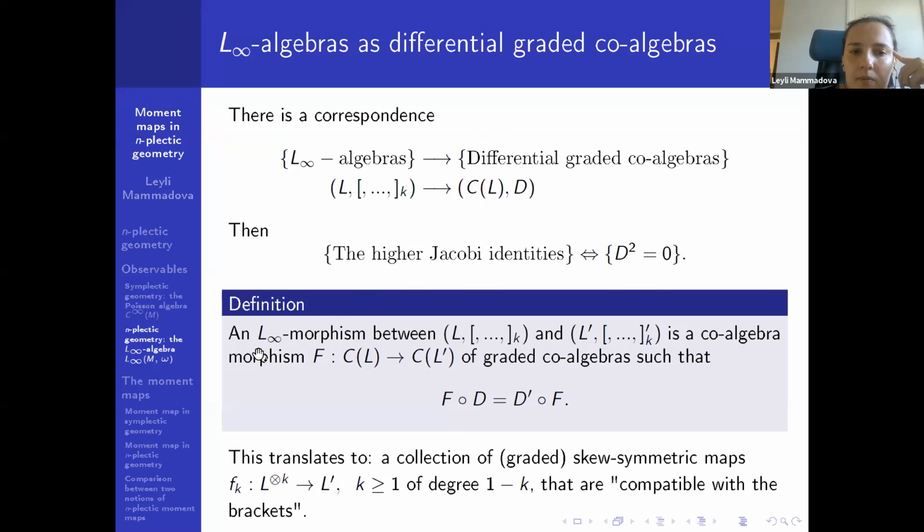This also lets us define a morphism of two L-infinity algebras, and namely we define it as a morphism of objects of this kind, so a coalgebra morphism of graded coalgebras that intertwines the differential.